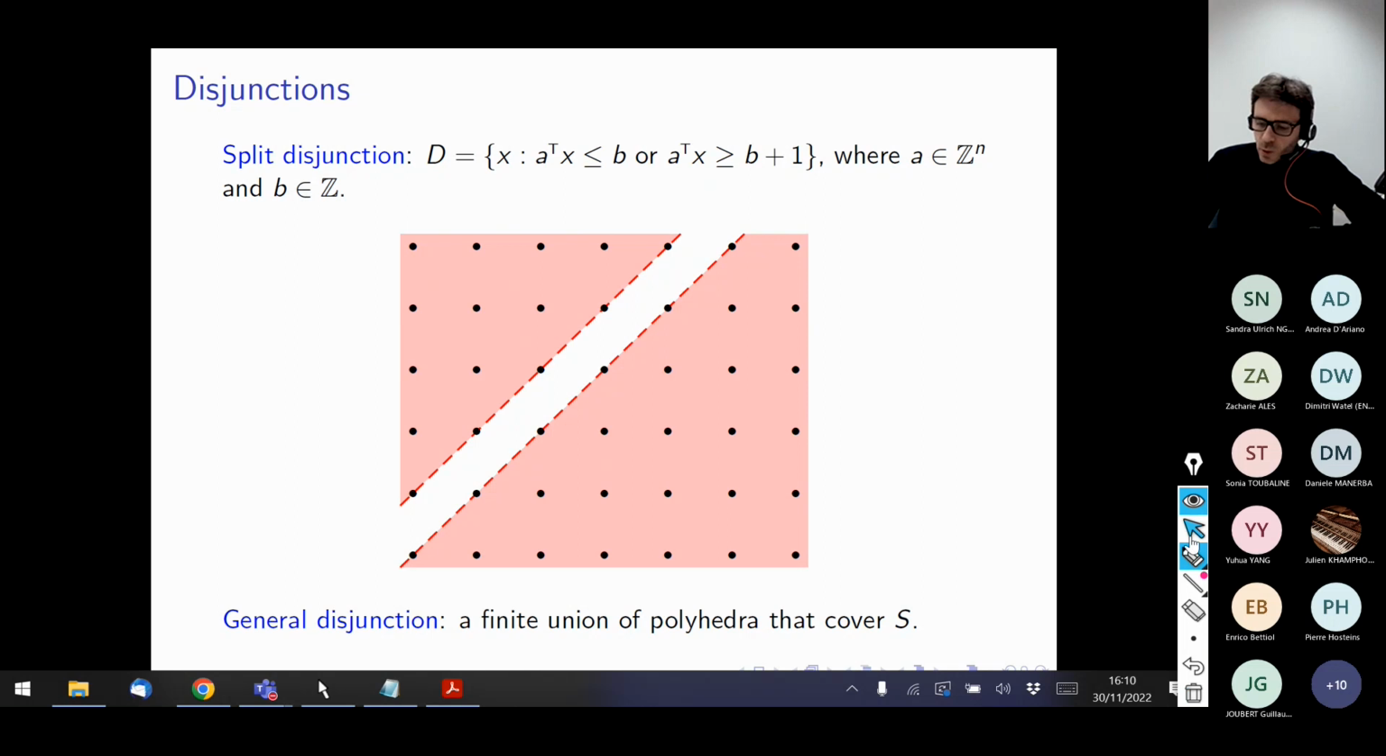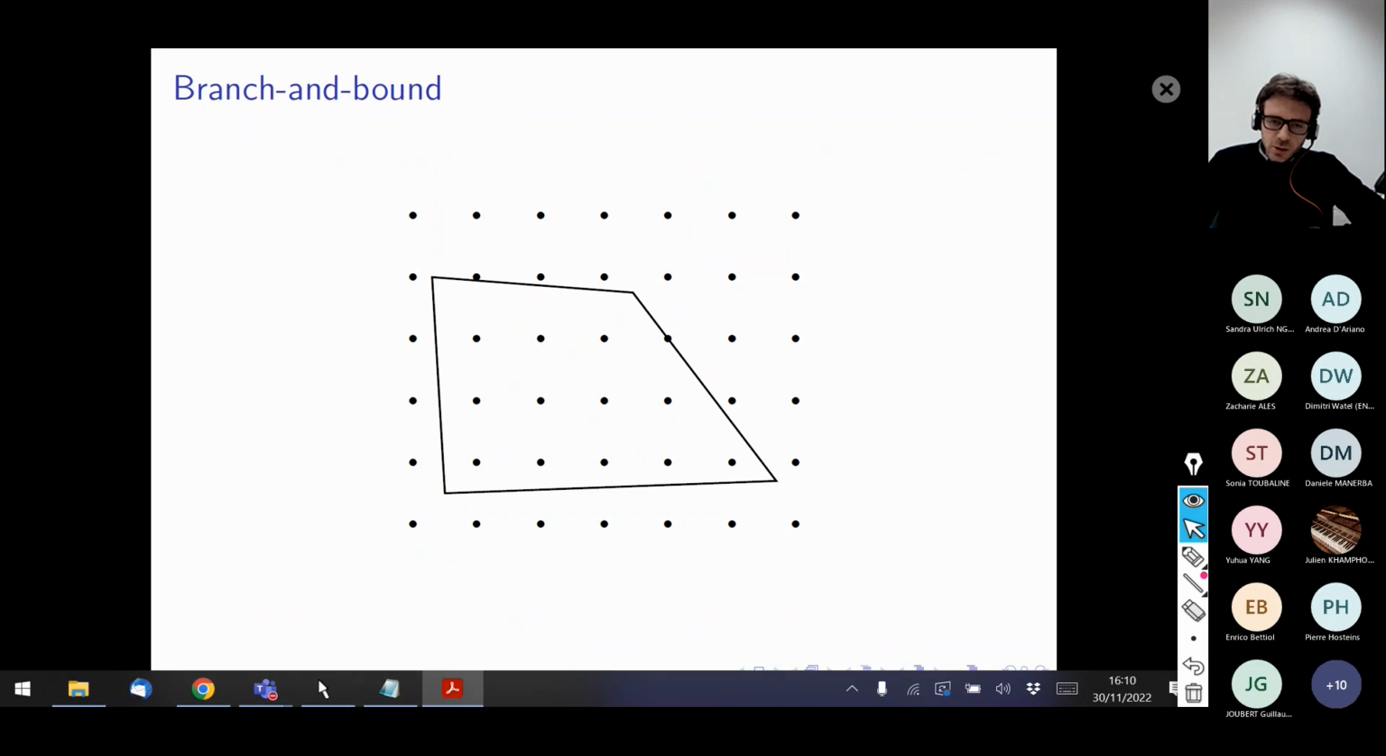Now, once the notion of disjunction is clear, at least for a split disjunction, we can recall branch and bound and cutting planes, because it's useful to recall them. Branch and bound means that you have your relaxation, you optimize and find the optimal solution, then you select the disjunction, which could be a variable disjunction or a split, so a skew disjunction. And then you optimize over the two sets.